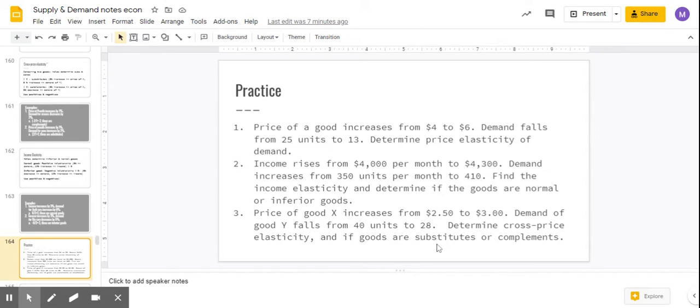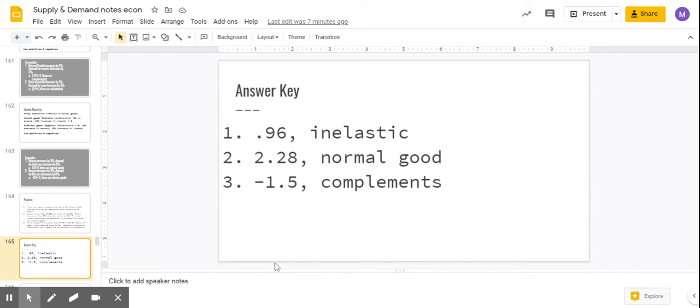Number 3, you have to figure out if they're substitutes or complements. If the price is increasing and the other demand is falling, what does that tell you? That tells you these are complements, because you've got a positive and then a negative number. You've got negative 12. Quantity is decreasing by 12 units, so these are complements. All right, let's check out the answer key here.